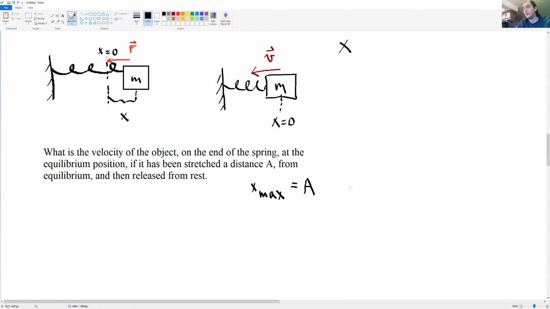We know that the initial velocity is equal to 0. But we know that the final velocity, which we're going to call the final velocity here at equilibrium, is not 0. That's what we're looking for.